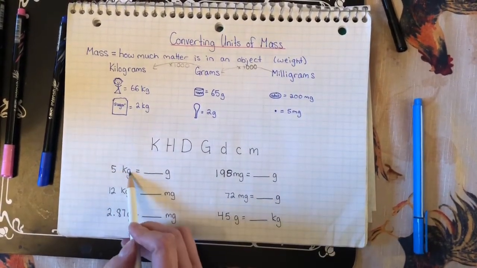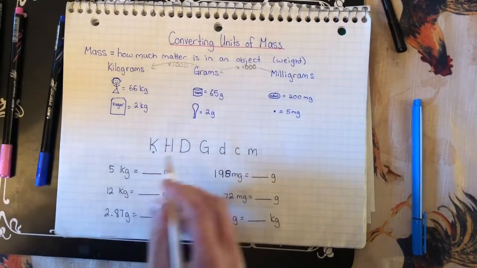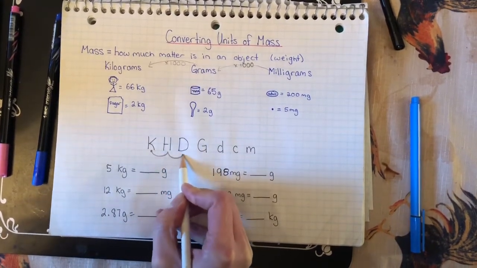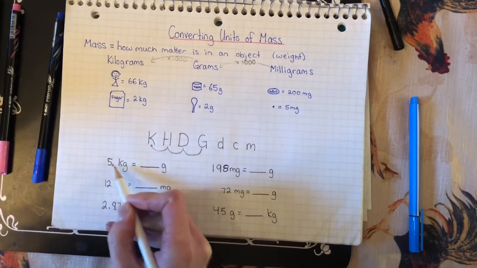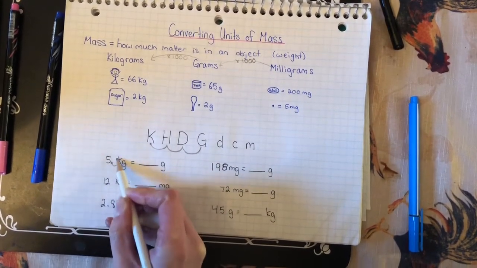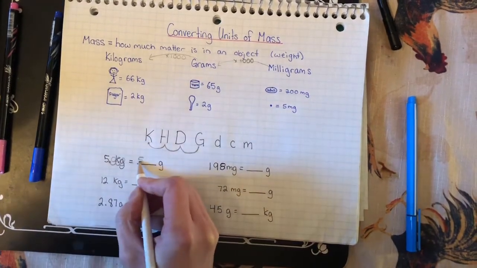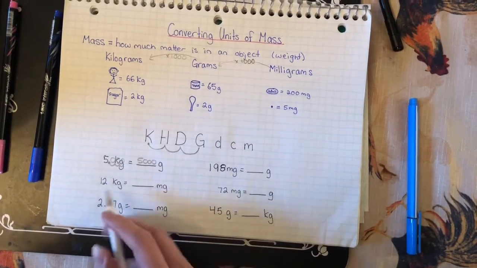I have 5 kilograms, so I'm starting here at kilograms, and I want to know how many grams that is. So I'm going to go 1, 2, 3. And here I have my invisible decimal. I'll do 1, 2, 3, meaning I'll have to put in some zeros. So it's 5,000 grams.